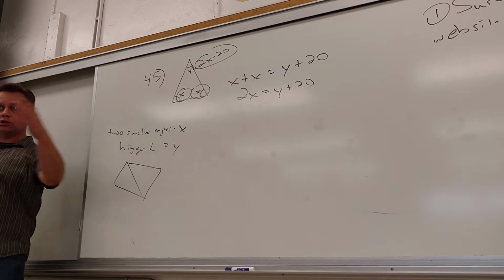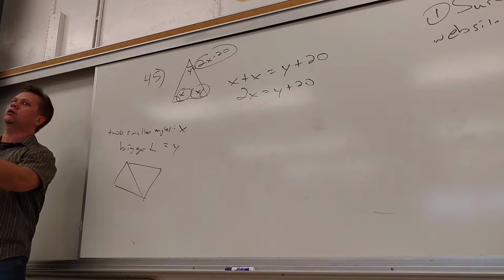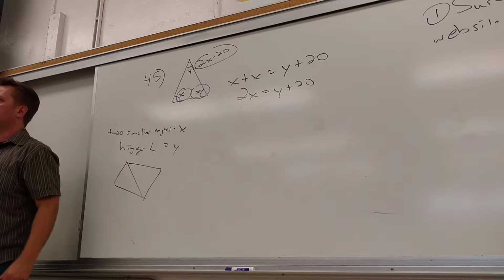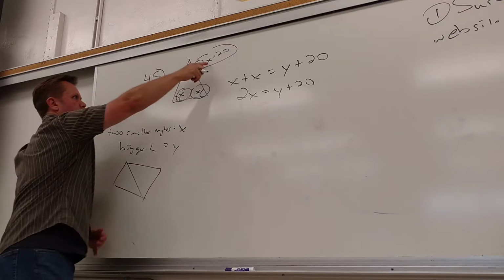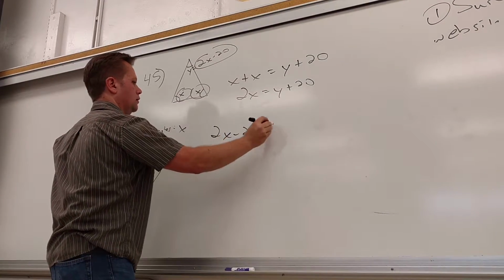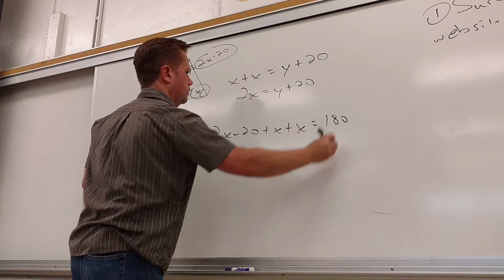And there's your equation. Now that should be the easy step. Once you get your equation made, you're like, oh, thank God, that's over. Just got to solve this and I'm done. Right? So this angle plus this angle plus this angle has to be 180.